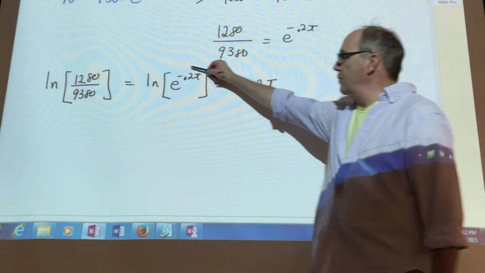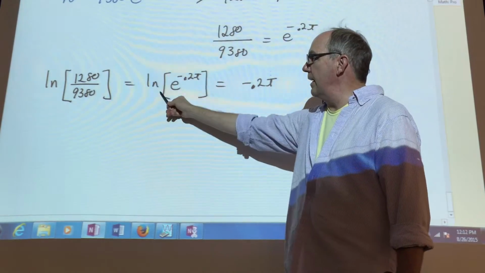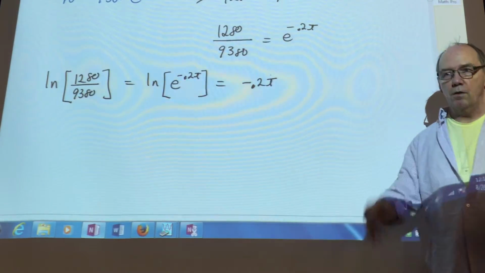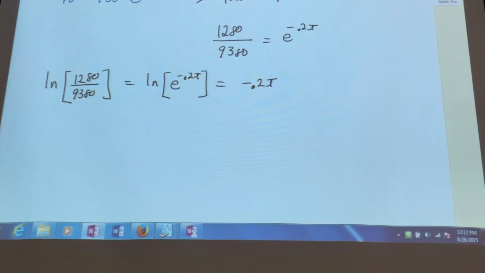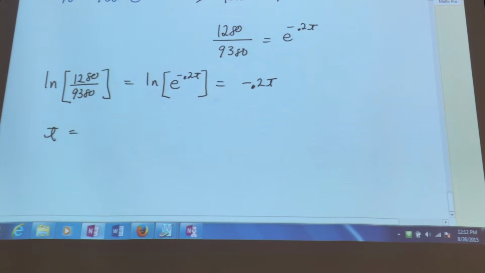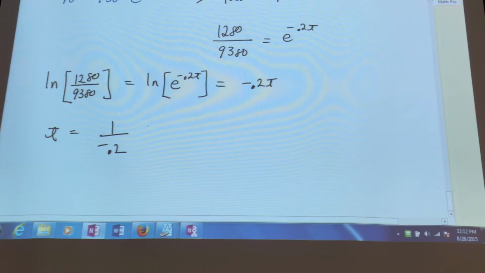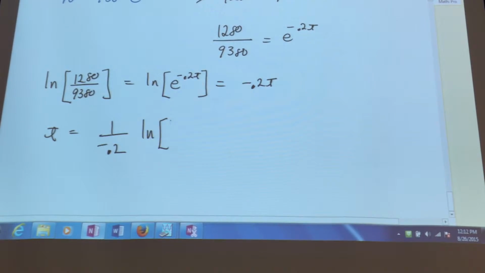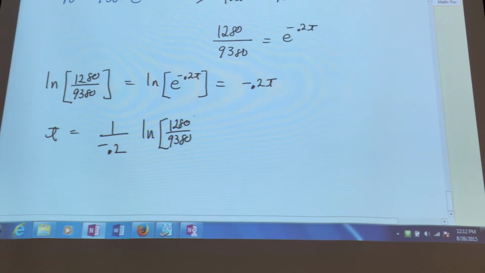In order to get the variable out of the exponent, you do the ln of the e, and all that gives you is that what was the exponent is now not the exponent anymore. Do you see how to solve for t from here on? So we're going to say that t is equal to 1 divided by negative 0.2 times the ln of 1,280 over 9,380. All that makes sense.